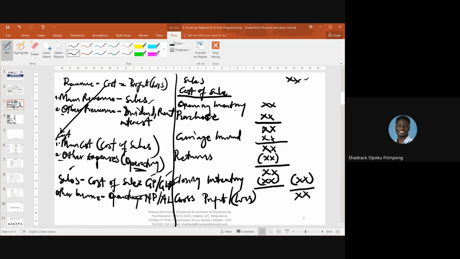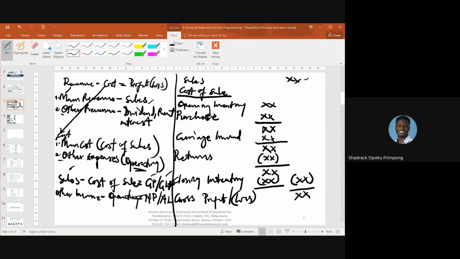If you have products, I doubt you would go and buy more unless you have sold what you have. So our first item here will be our opening inventory, the goods we had at the beginning of the period. Then if we are done selling, we have to purchase more from our suppliers. Then plus carriage in, also the cost of transporting the product from the supplier's place to our workplace. It includes loading boys and all those things. So that would be carriage inwards.